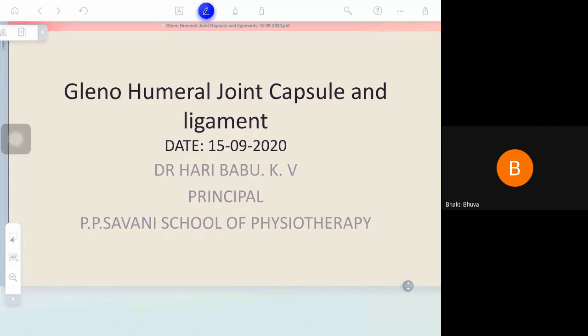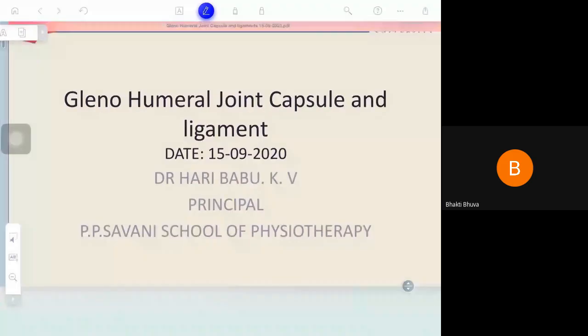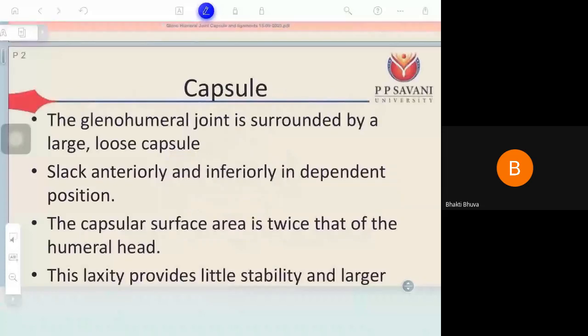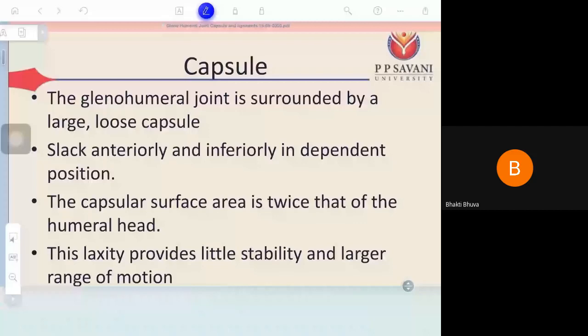So today's class will be glenohumeral joint capsule and ligament. We will be studying the topic under two headings: capsule and ligaments. So capsule. What is the glenohumeral joint capsule?